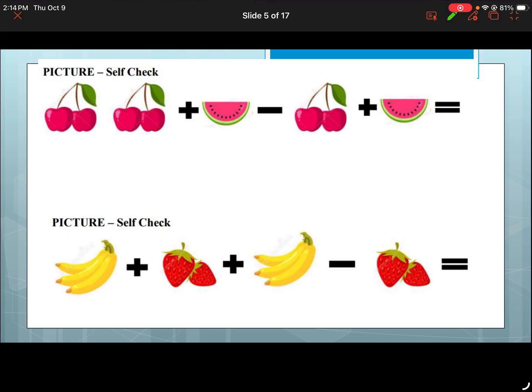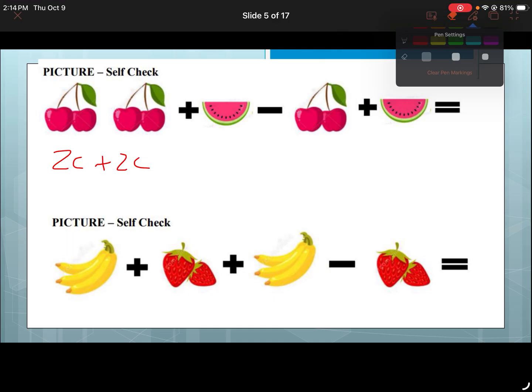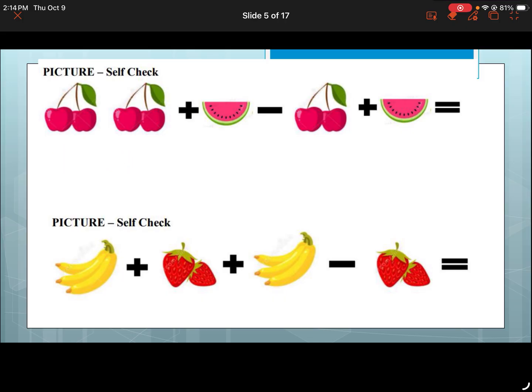Right, let's change color. This is 2C, because 2 cherries, plus 2C. I guess I should have called that 4C. Let's do that first. So we have 4C plus 1W. Now you can either put 1W, or you can just put W, right?